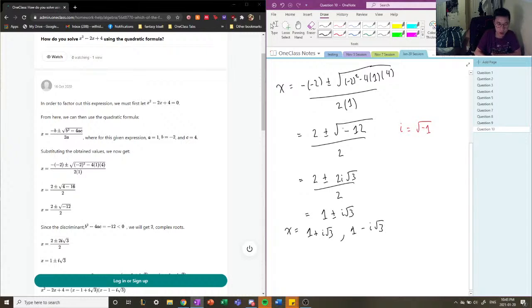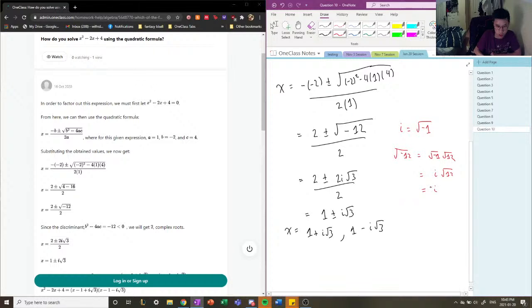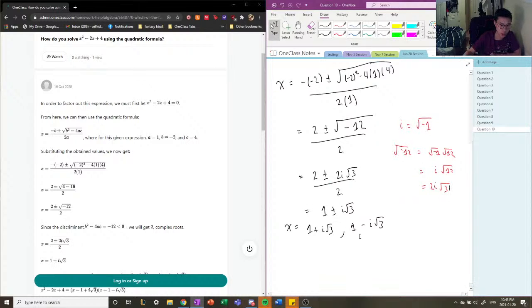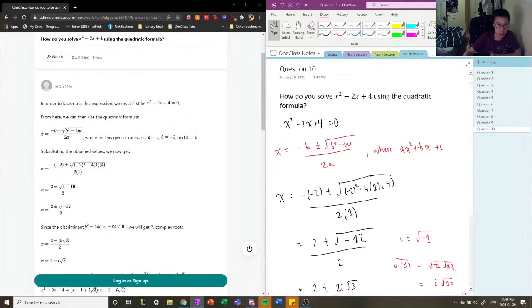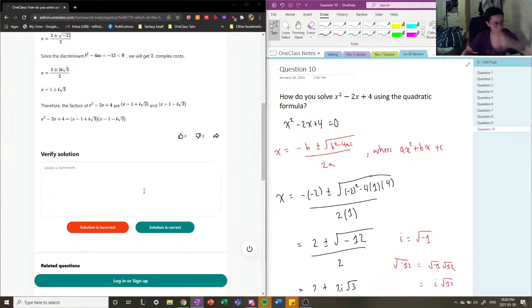And how I got 2i root 3, if I want to show it here: negative 12 can also be written as the root of negative 1 times the root of 12. The root of negative 1 is equal to i, and the root of 12 can be written in radical form as 2 times root 3. So that's how I got 2i times root 3, and then I found our zeros. If you were to plug these into our quadratic function, and I'm not going to do that here, you'll find that these values actually make our quadratic function equal to 0. So this solution is correct.